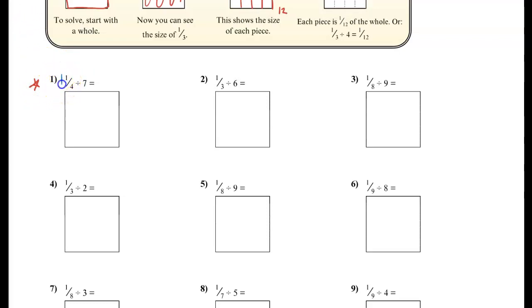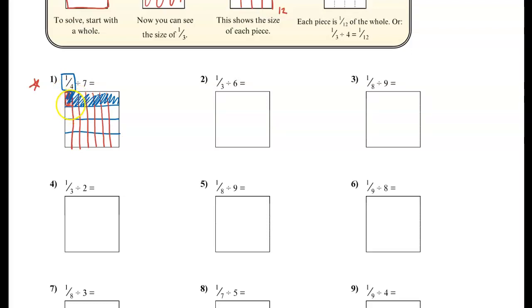So first things first, we want to represent the fraction. So we start off with a complete square that we need to cut into 4 pieces. I know I'm cutting it into 4 because my denominator is 4. The fraction is 1/4, so I'll shade in 1 of those. And then I need to cut this into 7 pieces. So I've got 1, 2, 3, 4, 5, 6, 7. So there's 7 pieces. One of those pieces is my answer.